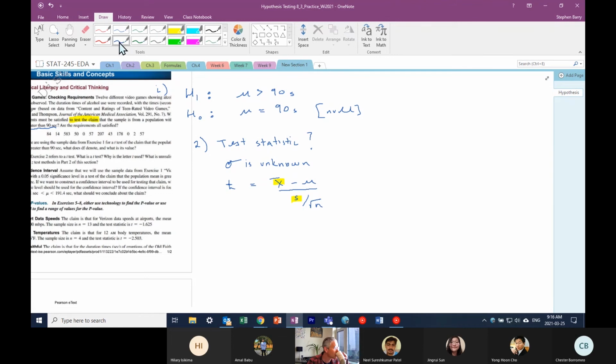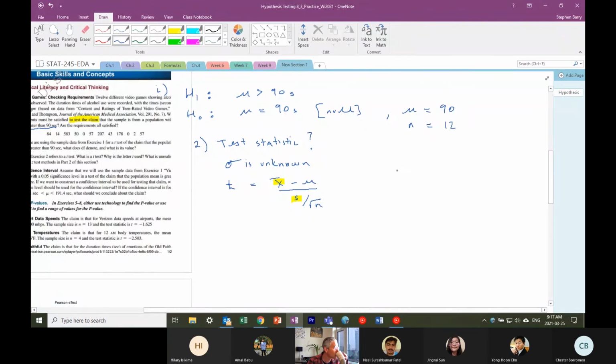The average that we'll say is going to be 90. So somewhere in the world, they're saying that the average is actually 90 seconds. So that's what we'll use for the average. The sample size we know, right? It's 1, 2, 3, 4, 5, 6, 7, 8, 9, 10, 11, 12.